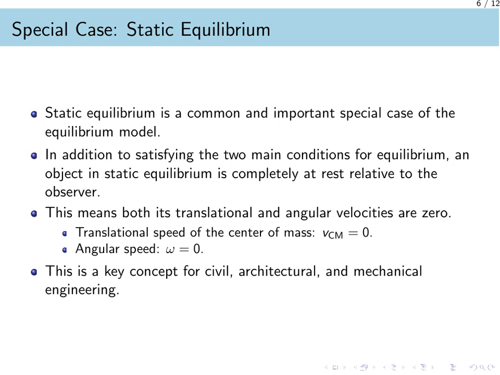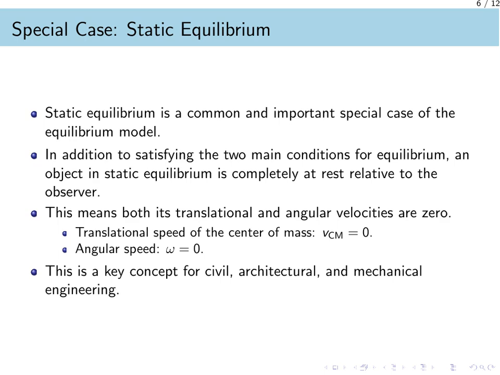Now let us focus on a very important special case called static equilibrium. We have already established that for an object to be in equilibrium, the net force and net torque acting on it must both be zero. This ensures that its translational and angular accelerations are zero. Static equilibrium adds a further, more restrictive condition. The object must be completely at rest relative to the observer. This means the object has no motion whatsoever. The translational velocity of its center of mass is zero, and its angular velocity is also zero.